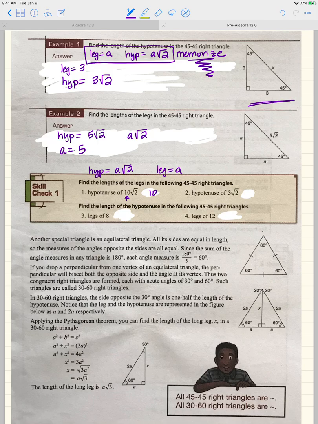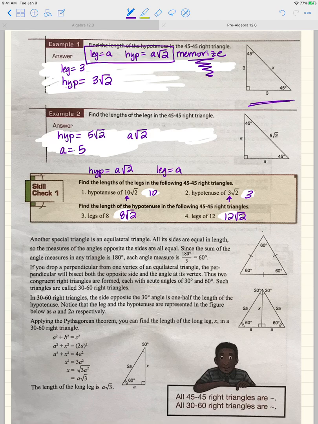It's 10. Okay. Number 2, what's the length of the leg? It's 3. Okay. Find the length of the hypotenuse in the following 45-45 right triangle. We have legs of 8. Okay. So if the leg is 8, then the hypotenuse is 8 root 2 because it's just A root 2. Legs of 12, 12 root 2.